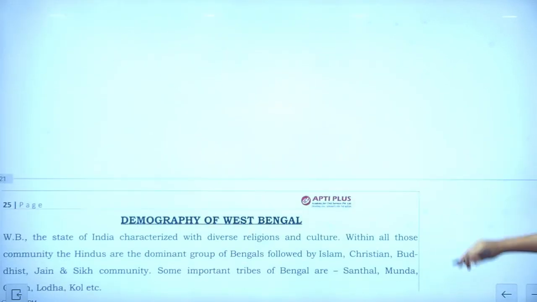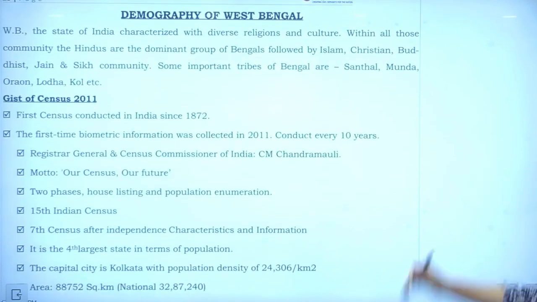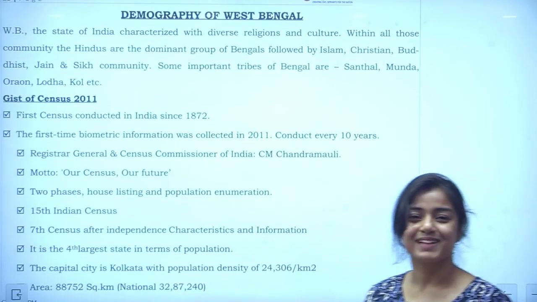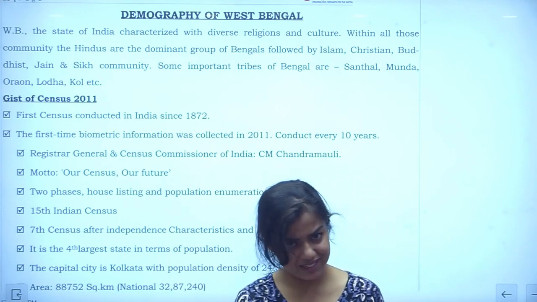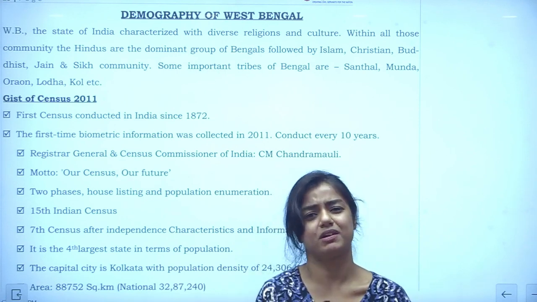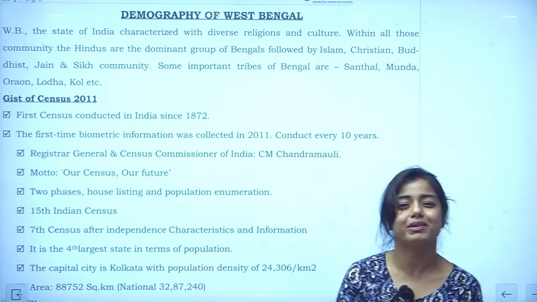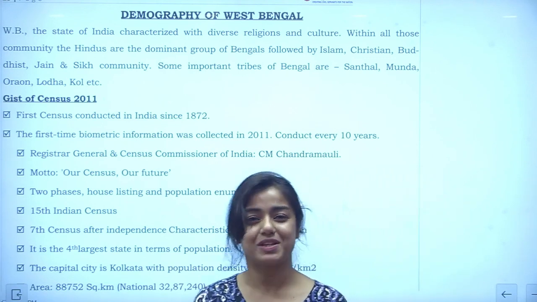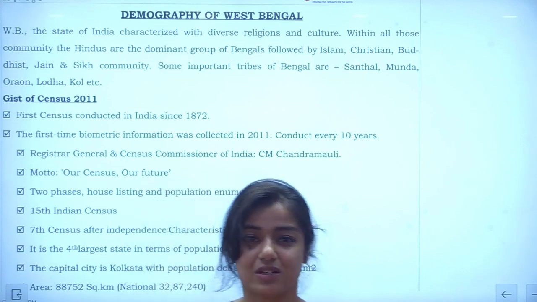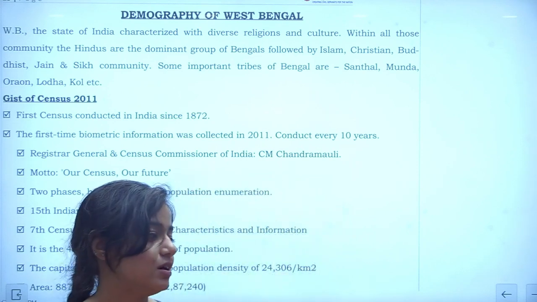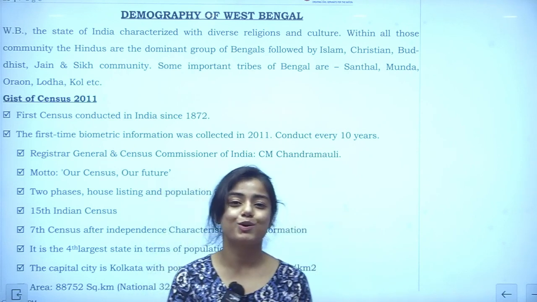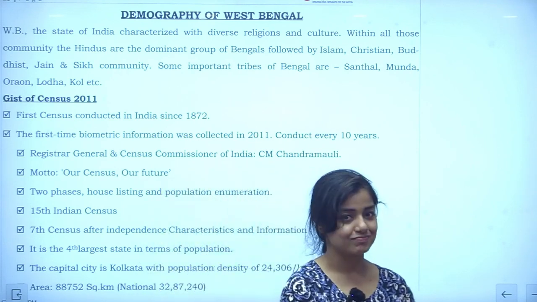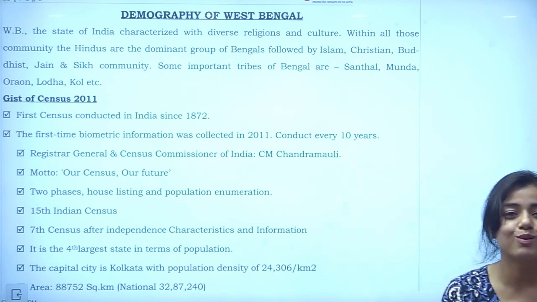Now here comes the demography of West Bengal. It is actually the easiest chapter but tough to memorize. For the census of India, we need to learn the data, and the data are important not only for prelims but also for mains and interview, as you all know.